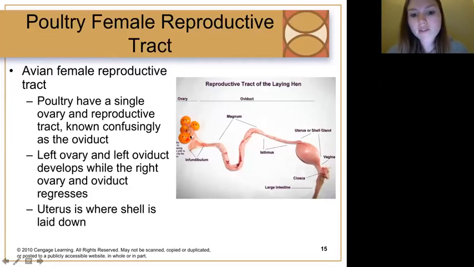You have your follicles here that are going to be caught by the infundibulum and then transported through the oviduct. The magnum and the isthmus are just different parts of the oviduct, and different parts of egg production are going to happen in each of those. And then the uterus, in poultry, is actually where the shell is going to be laid down. So that's where the shell is going to start forming. You can see from this picture that it looks like an egg starting to take shape, and that's because it's getting the shell put on.